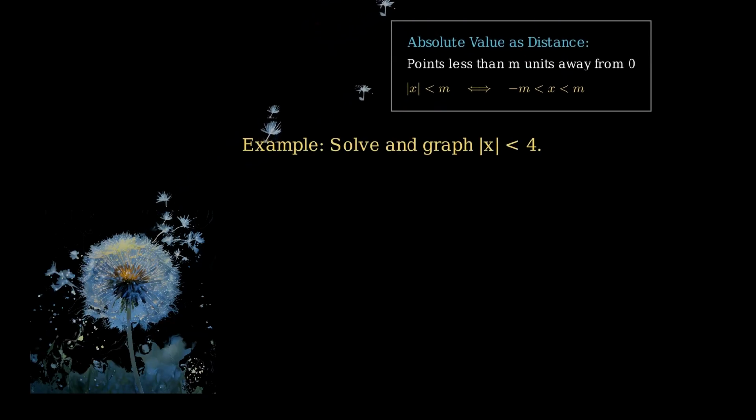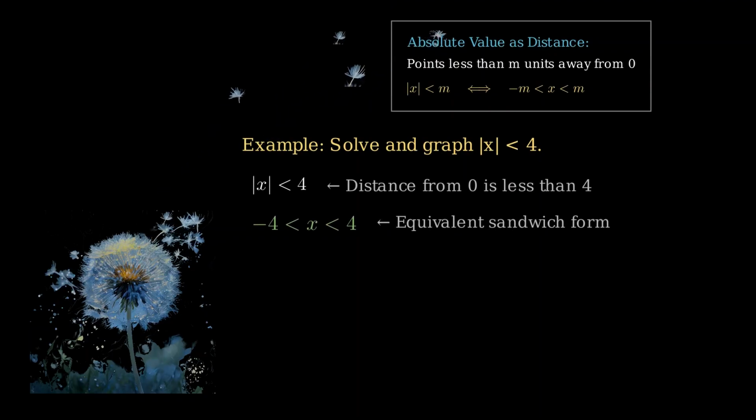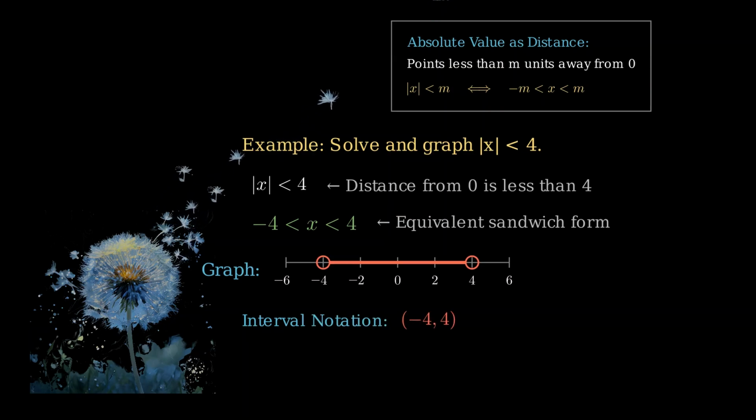Let's look at a clear example to understand this perfectly. Suppose we want to solve and graph the absolute value of x is less than 4. Based on the definition, this means x represents all numbers whose distance from 0 is strictly less than 4 units. So, we can rewrite this absolute value inequality into a sandwich compound inequality. Negative 4 is less than x, which is less than 4.